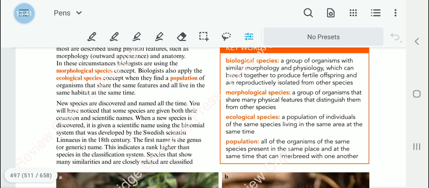Then we need to understand what a population is. A population is all of the organisms of the same species present in the same place and at the same time that can interbreed with one another. That is the population.